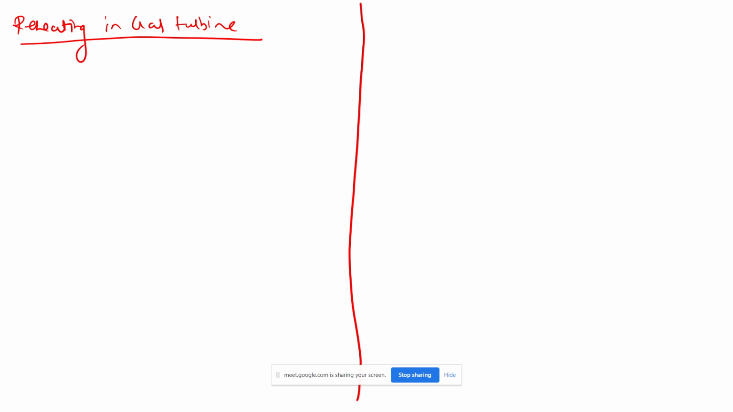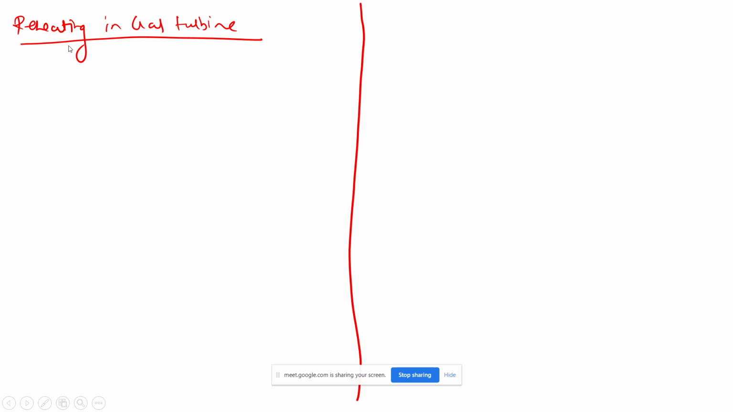So we'll start from the topic which we left in the last class. We will start reheating in the gas turbine. What we discussed in the last class is that the efficiency of the gas turbine can be improved by three processes. First one is regeneration in gas turbine, second is reheating, and third is intercooling. Regeneration we have already discussed, and we have done one numerical on that, which was asked in the exam. Now we'll discuss the second topic, that is how we can improve the efficiency by reheating in gas turbine.